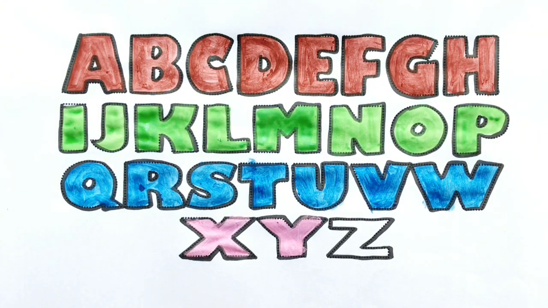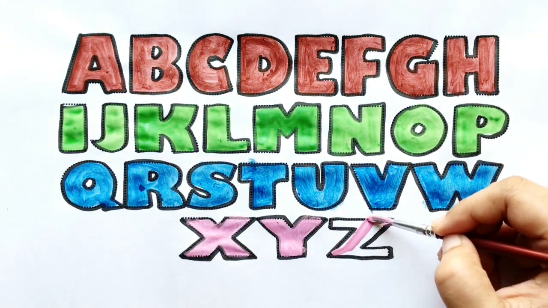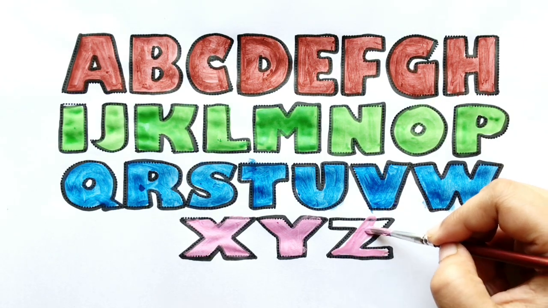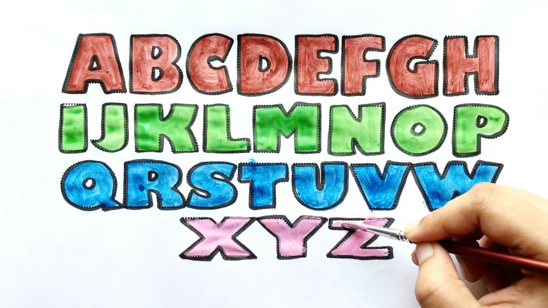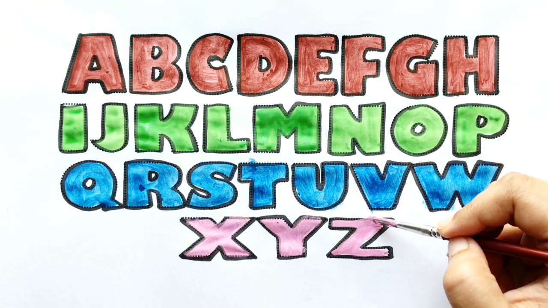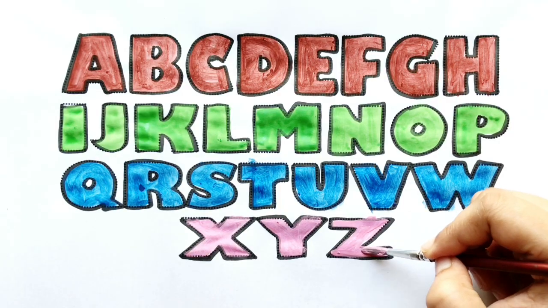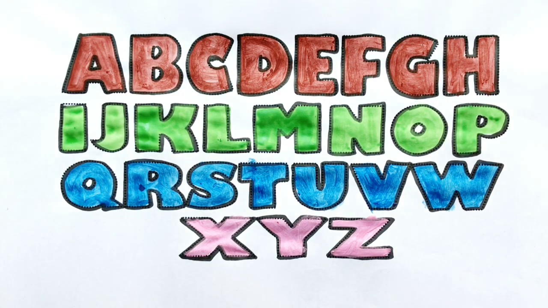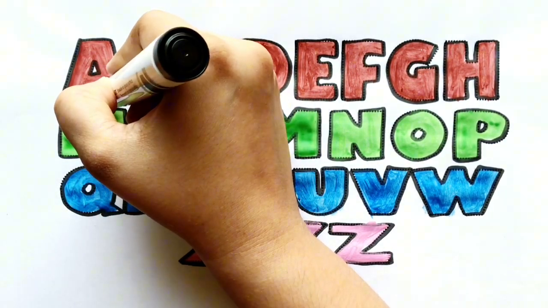A, B, C, D, E, F, G, H, I, J, K, L, And Z for zebra. Q, R, S, T, U, V, W, X, Y, and Z. Now I know my ABCs. Next time, won't you sing with me?